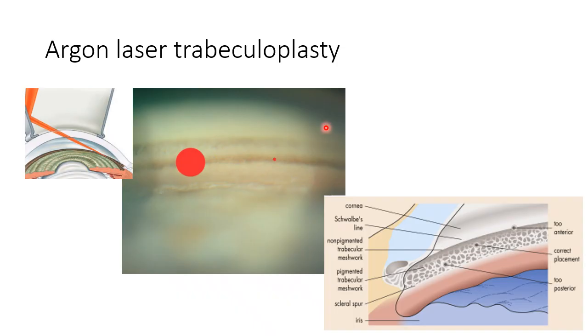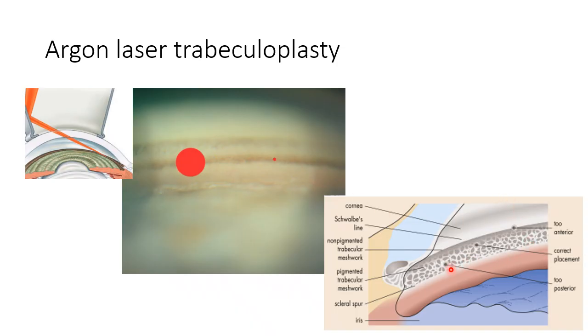So this is a real view from inside the eye, a view at the angle. So the spot that you see here, this is the argon laser, right? The 50 micron spot. And this is the SLT, or the selective laser trabeculoplasty. It uses lesser energy and it is selective. Why? Because it is specifically directed at the pigmented trabecular meshwork, right? It is not on the non-pigmented. Whereas this one, you see, this is at the junction of the pigmented and the non-pigmented, right?